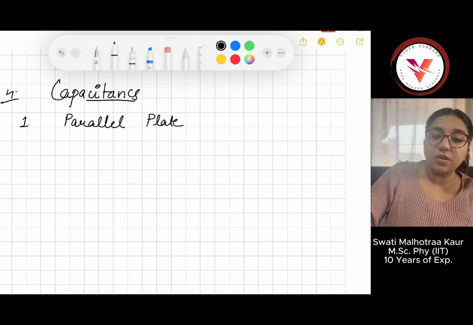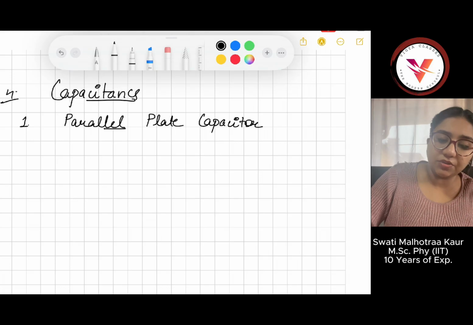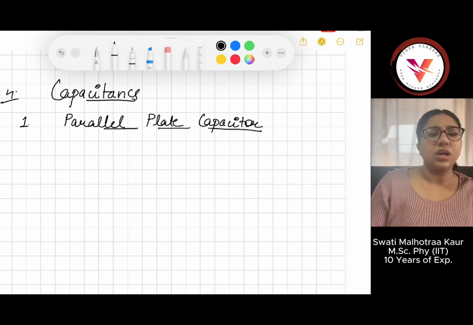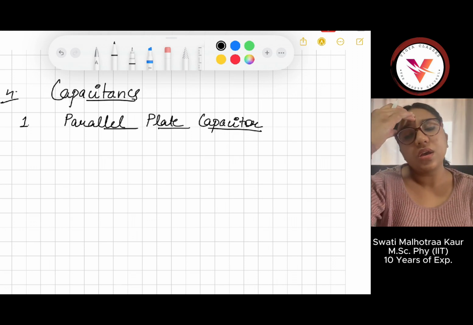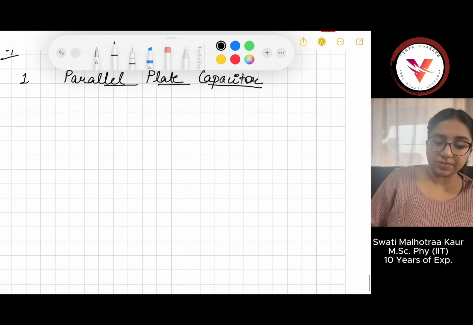Parallel plate capacitor. Okay, this derivation is important. The other is with the dielectric, when the dielectric is in between the capacitor plates. So these two are the most important ones.